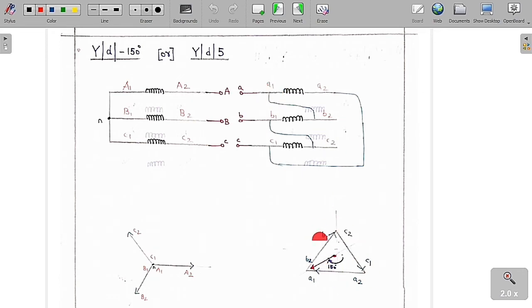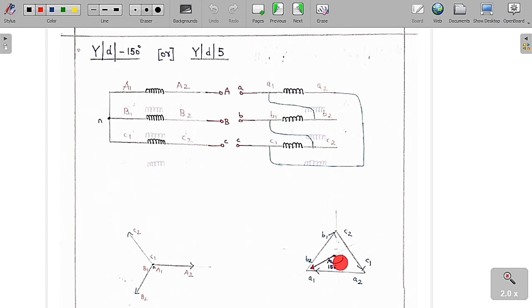So A1 is connected to B2, yes, A1 is connected to B2, and B1 is connected to C2, yes, B1 is connected to C2, and C1 is connected to A2, yes, C1 is connected to A2, and keep the arrows at the A1, B1 and C1. So A1, B1 and C1 have to keep the arrows because we are taking supply from A1, B1 and C1. So now we are taking supply from A1. So therefore these are the line voltages, we need a phase voltage.